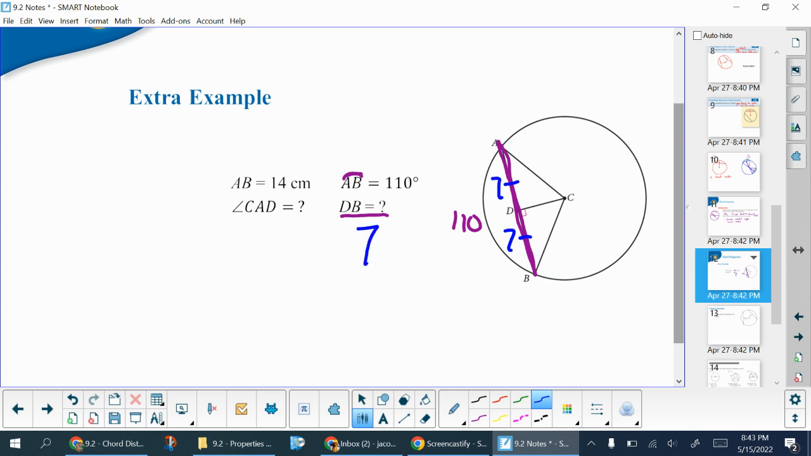Next up, I know that arc AB is 110 degrees. Well, that tells me that this angle in there is 110. And since I know this is an isosceles triangle, we've got two radii there. And it's a triangle, 180 degrees minus 110 gives me 70. I've got two angles left over that I know are congruent because it is an isosceles triangle, so we've got 35 degrees on each one of those.